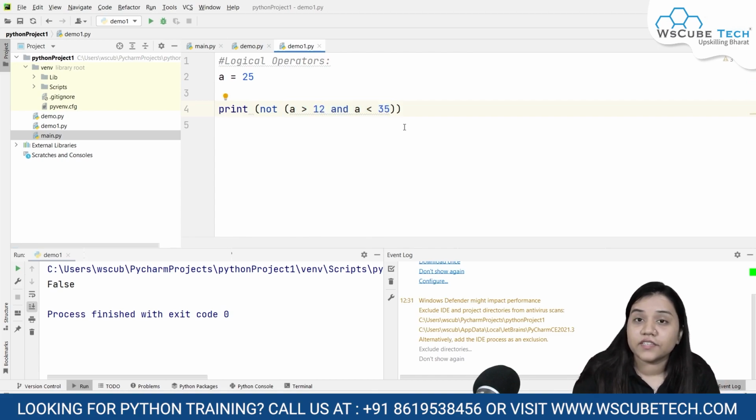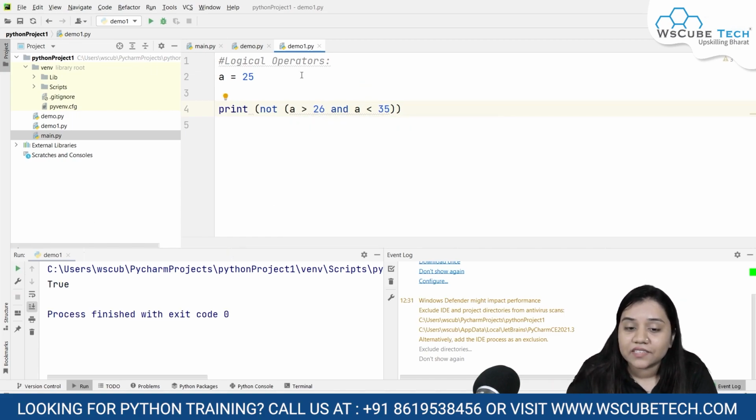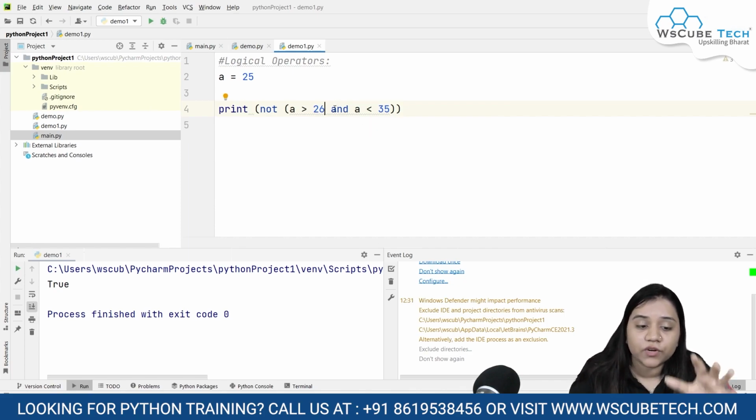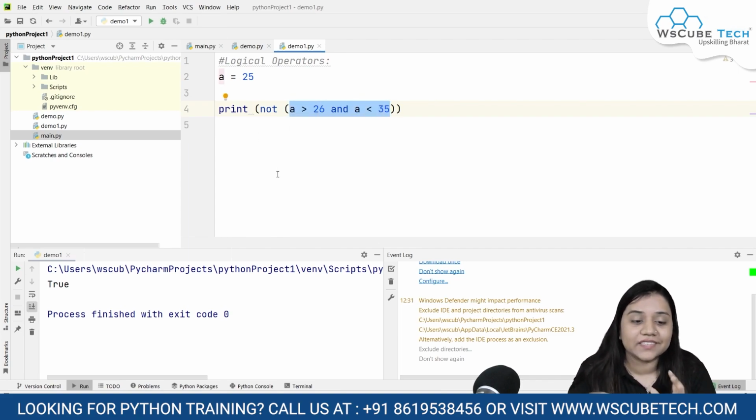Right? If at the same time I had written 26 over here, that a should be greater than 26 and a should be smaller than 35, it would have given me true, because it is not satisfying AND, which means it should satisfy both the conditions. So it is not satisfying both the conditions. It would have given false for only the AND part of it. But because we have used NOT over here, it is giving us true.